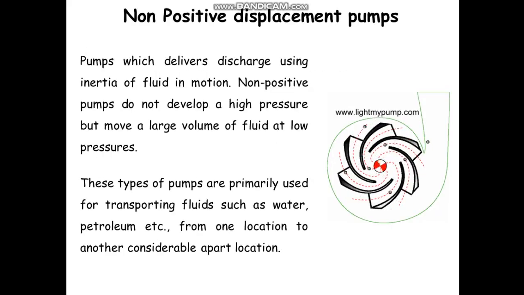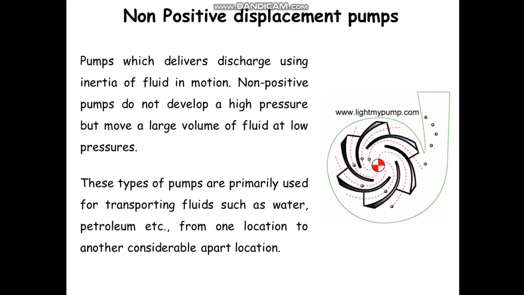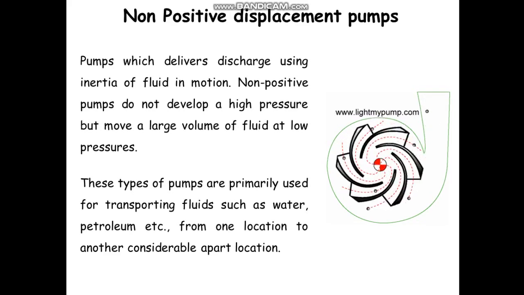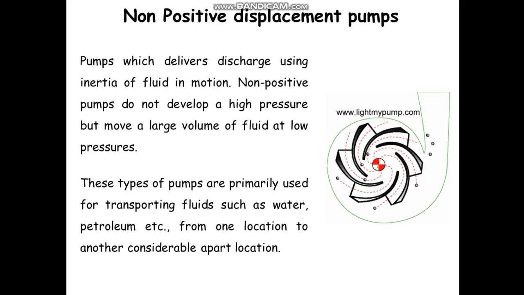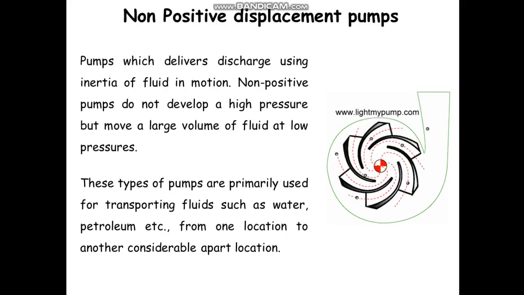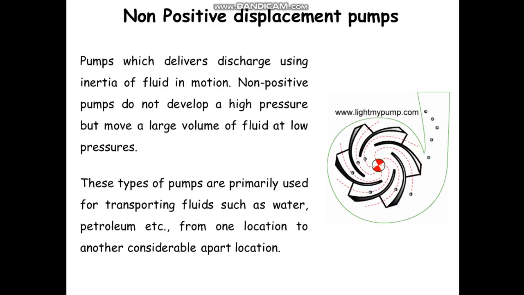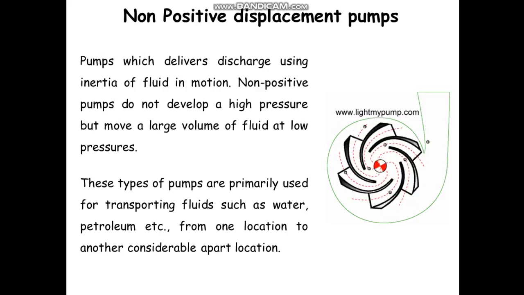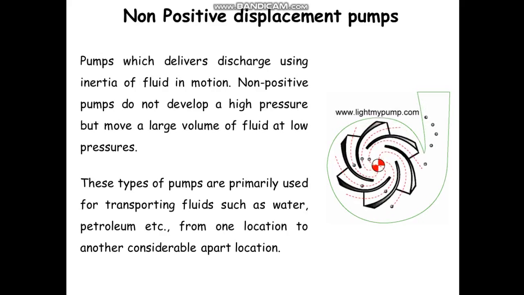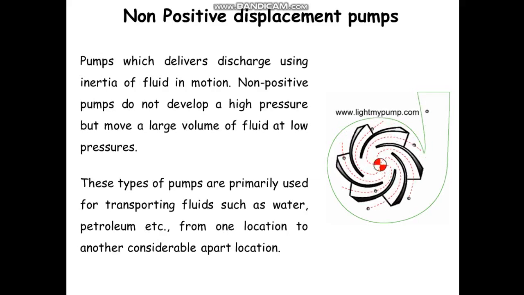Now on the other hand, non-positive displacement pumps, basically centrifugal pumps, deliver discharge using the inertia of the fluid in motion. They do not develop high pressure, but they can move a large volume of fluid at low pressures. So basically non-positive displacement pumps are used to convey liquid from one place to another, or wherever there is a requirement of a high volume flow rate. These types of pumps are primarily used, as I already said, for transportation of fluids such as water and petroleum from one location to another location.